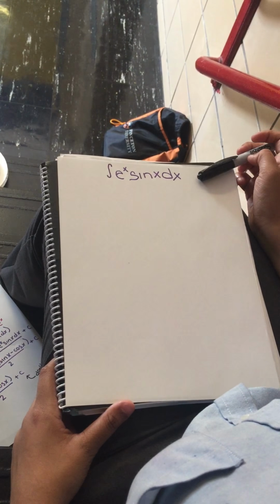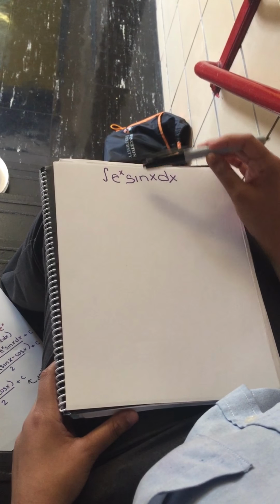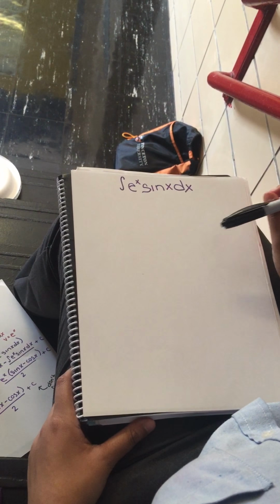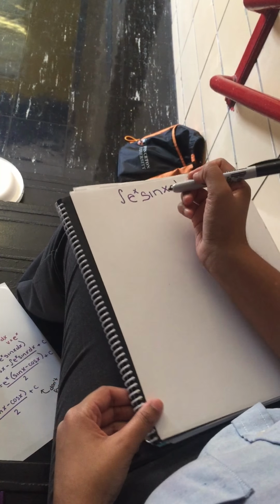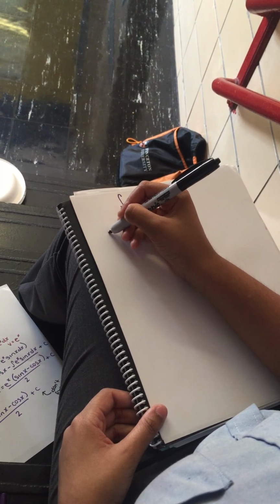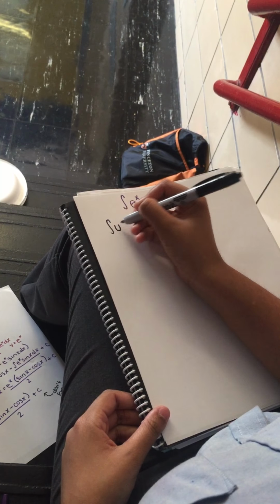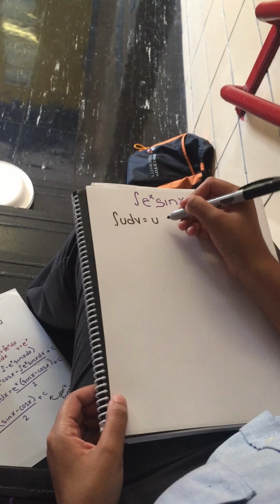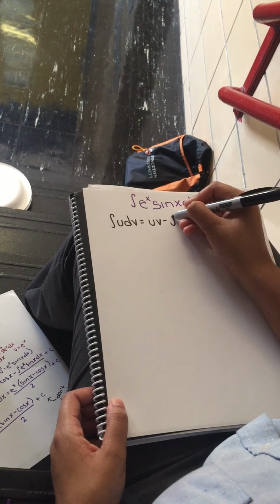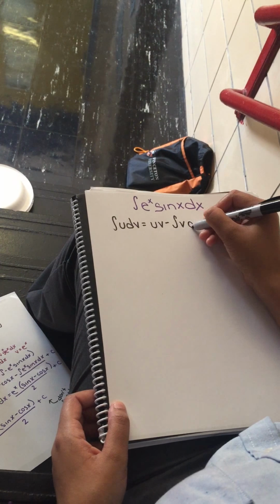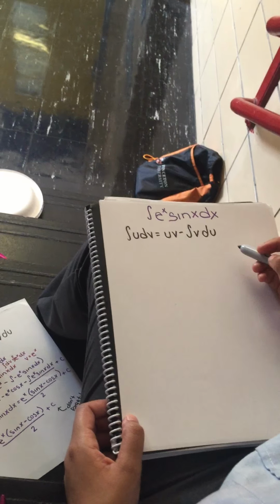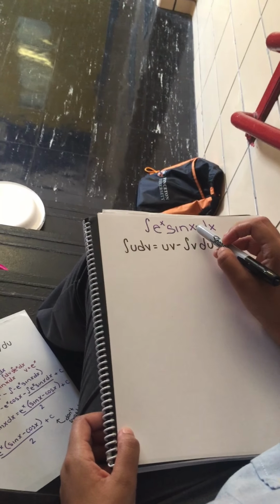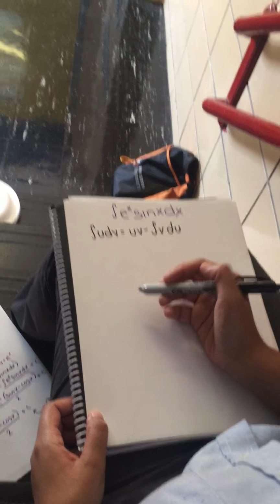So this problem is the integral of e to the x sine of x dx. The theorem for integration by parts is the integral of u dv equals u v minus the integral of v du. Right now what we have is the integral of u dv, so we can use this to figure out what u and dv is.